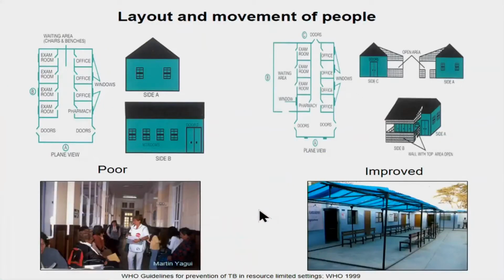A little bit about layout and movement of people. I talked about all this queuing up that goes on in healthcare settings. This example here on the left is very bad. The corridor in the middle is used as a waiting area, and all the folk in the offices and the pharmacy and the consulting rooms are exposed to those aerosols in that poorly ventilated environment. And this was a very simple way to improve that by putting your waiting room outside and having doors opening onto the outside, etc.